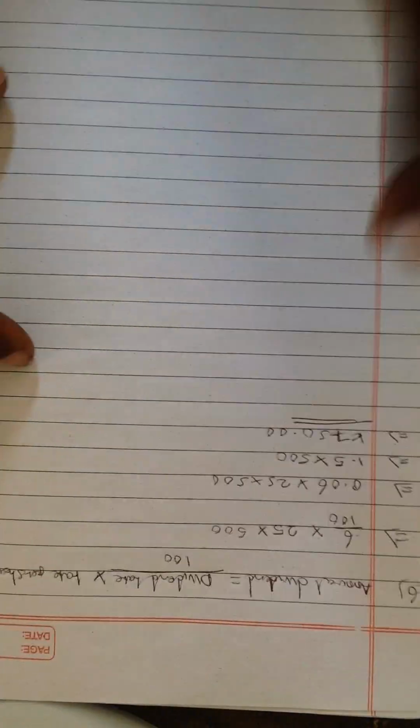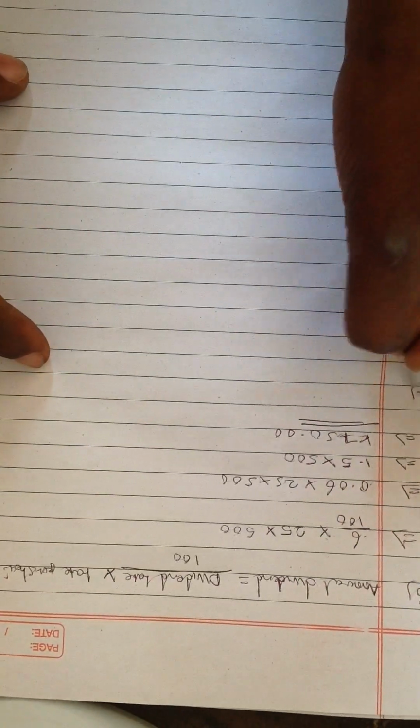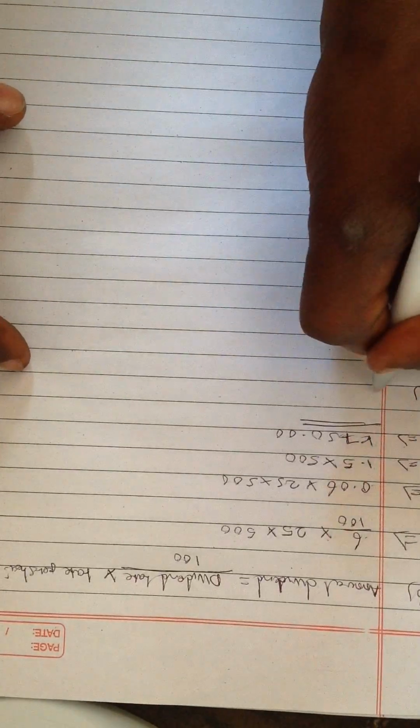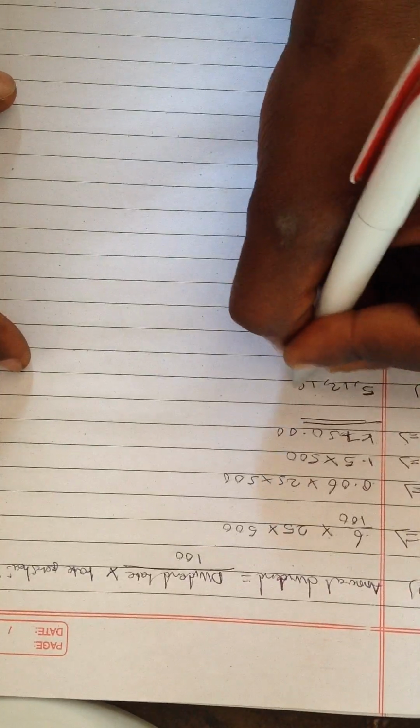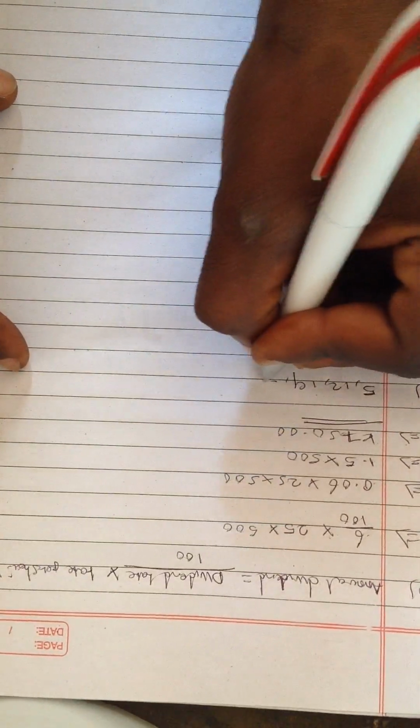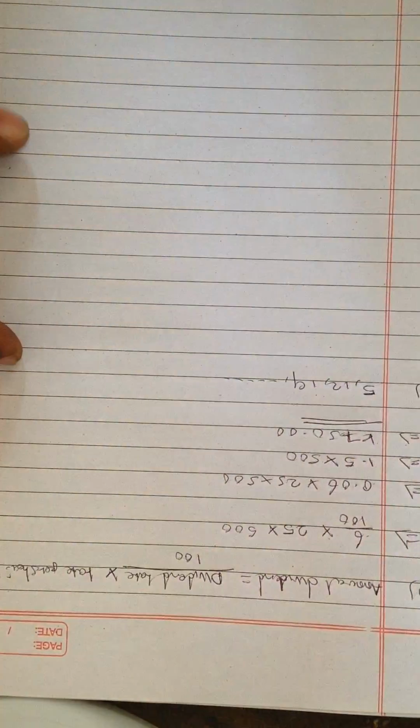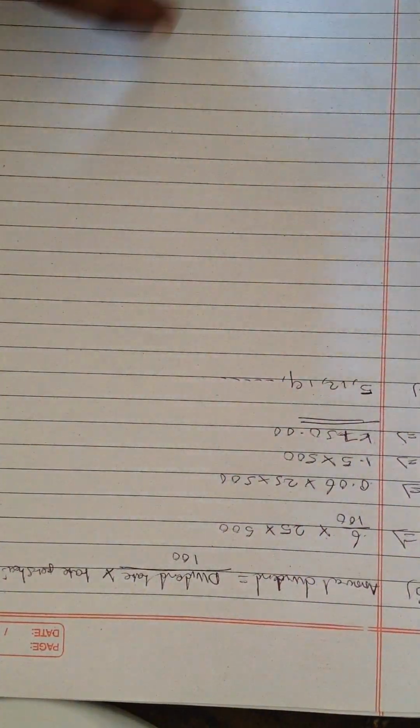Okay, we go to question 7. The question reads: for the sequence 5, 12, 19, and so on, find the 60th term, A.